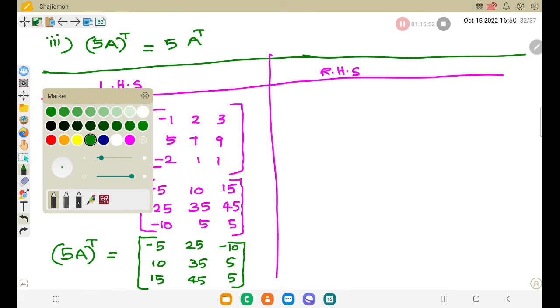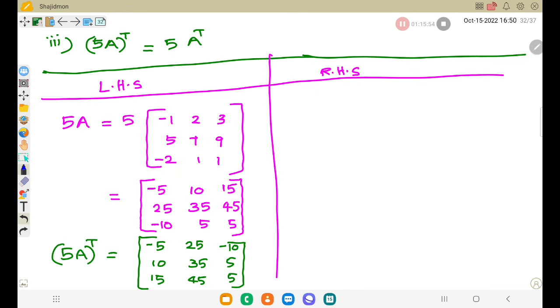Now the right hand side we are doing. Okay, so on the right hand side what we need to do is 5 times A transpose. So first write what the A transpose matrix is. Rotate the A matrix, so we can write minus 1, 2, 3, second row 5, 7, 9, then minus 2, 1, 1.